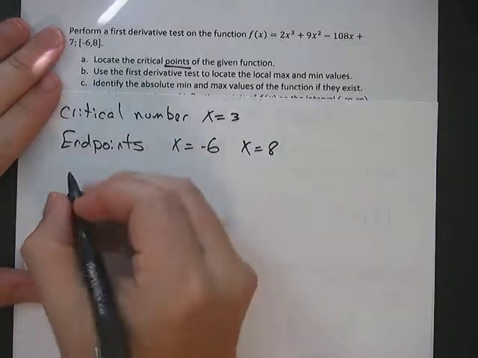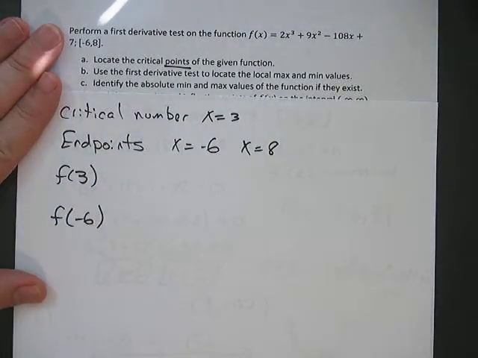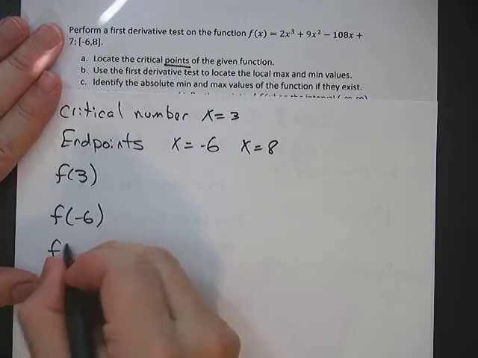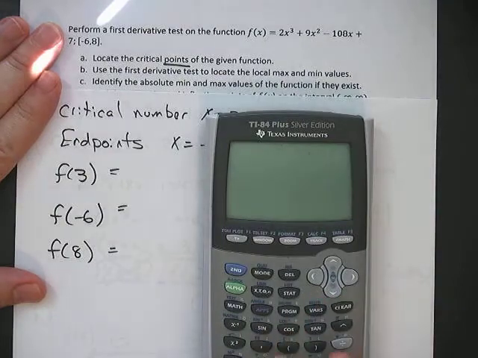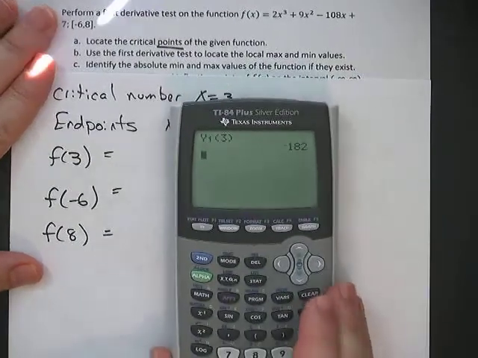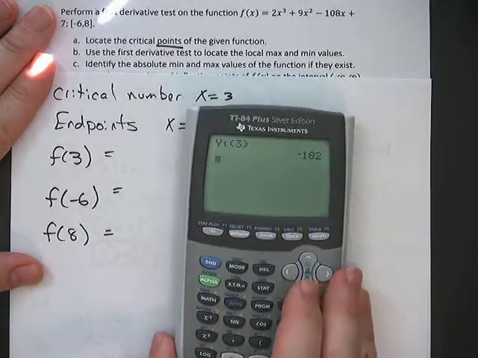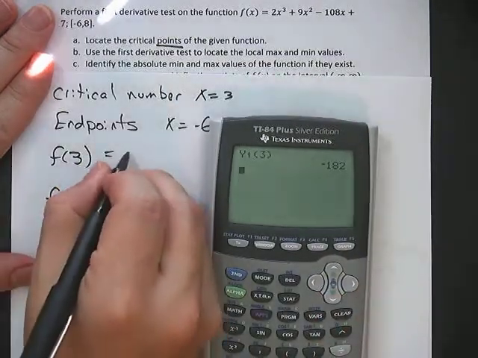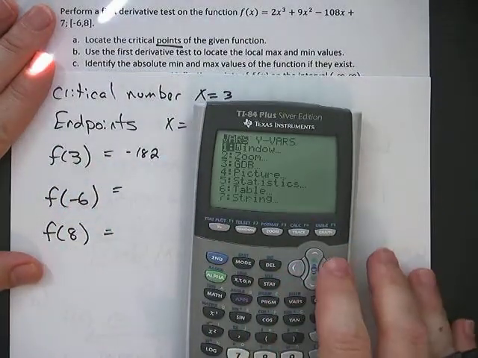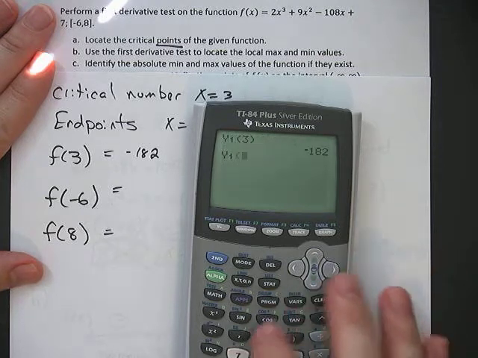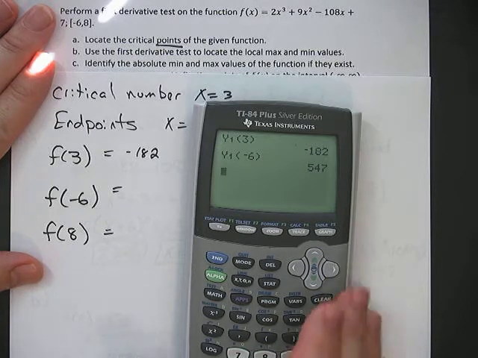Okay, so we're going to plug in f of 3 and get an answer. We're going to plug in f of -6 and get an answer, and then we're going to plug in 8 and get an answer. And luckily for us, we've already typed this in the calculator. Okay, so I don't know which way you guys prefer. I'm going to use the vars way. We've already typed in the 3. Okay, so we know that that answer is -182. Okay, vars, y vars, function of -6. Okay, 547.